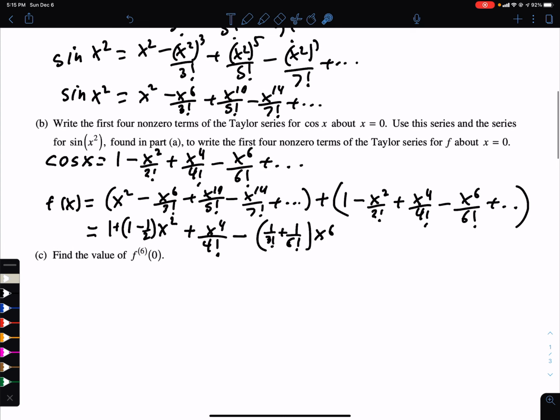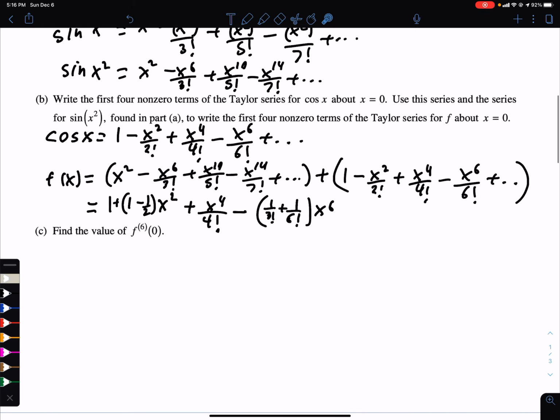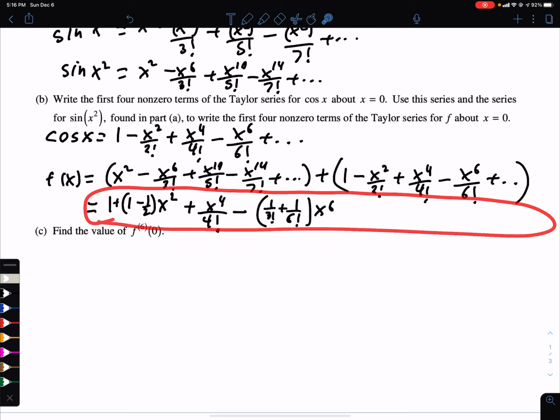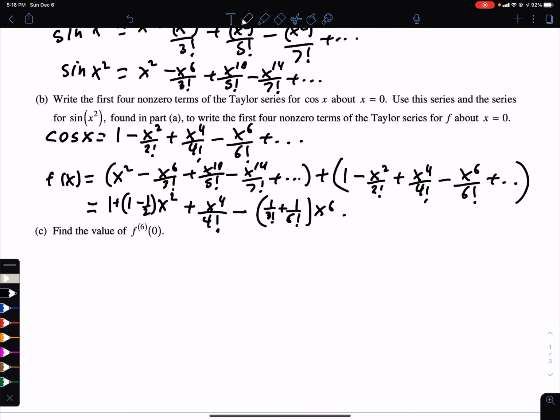Part C. Okay. This is the very important one. You need to be careful about how you find this. I warned you in class, you do not want to be taking the derivative of this 6 times. Part of it is because you have a plus dot dot dot.